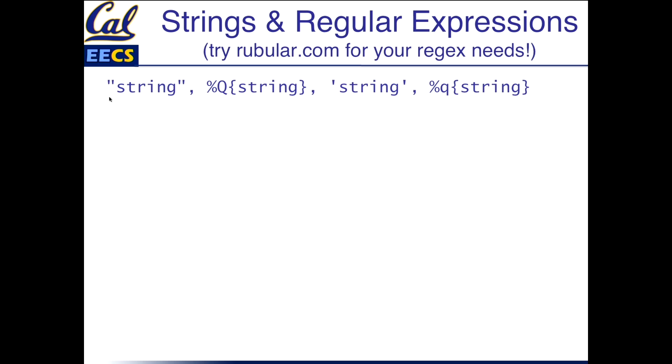So how do you express strings? We've got double quotes. We've got single quotes. We've got %Q, which means treat this string the same as if it had been in double quotes. So why would you use that? Well, for one thing, you could put double quotes into the string, right? Similarly, %q, treat this string as if it had single quotes around it. And what's the difference between those?